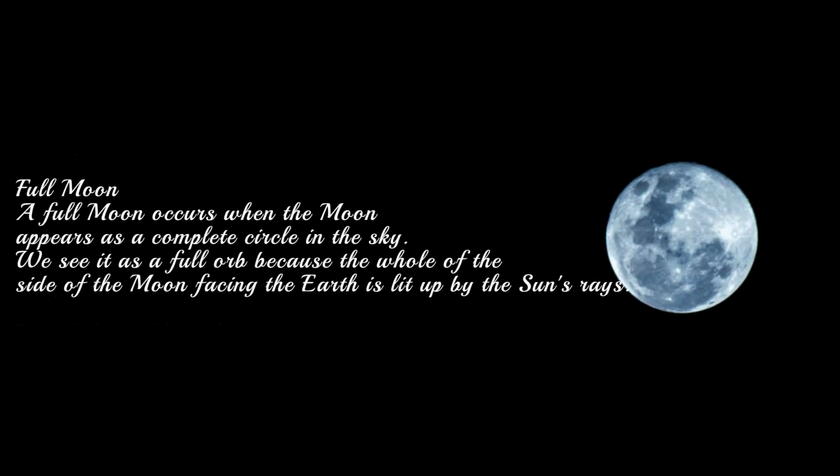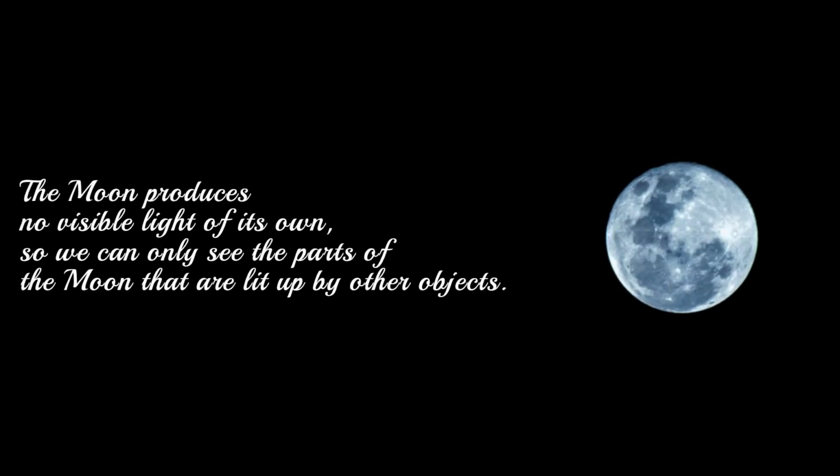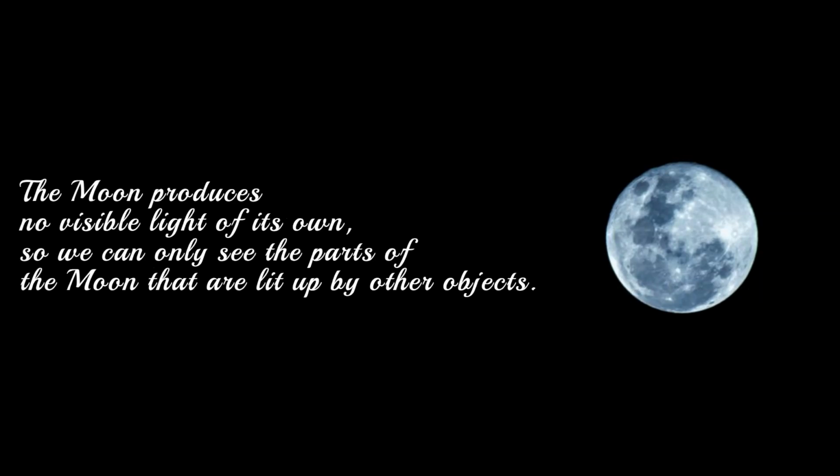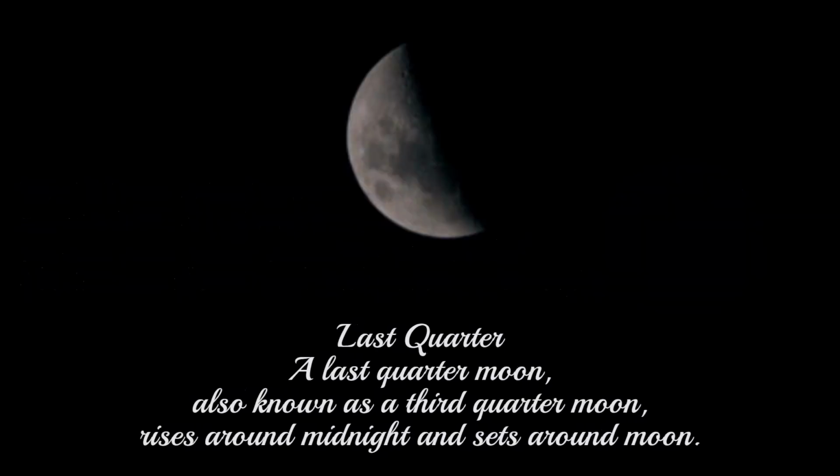Full moon. A full moon occurs when the moon appears as a complete circle in the sky. We see it as a full orb because the whole of the side of the moon facing the Earth is lit up by the sun's rays. The moon produces no visible light of its own, so we can only see the parts of the moon that are lit up by other objects.